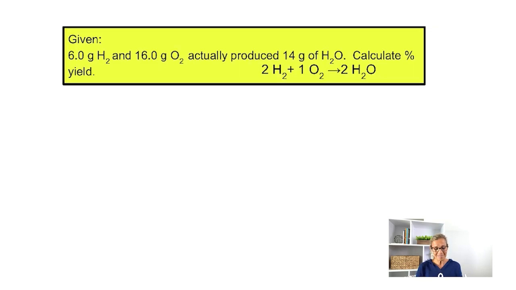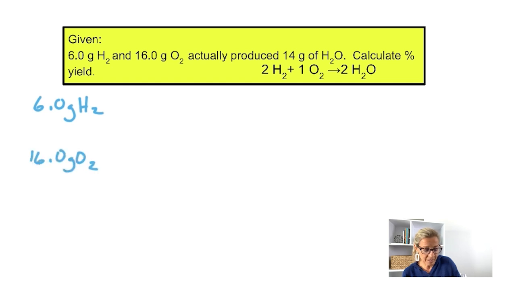So let's do an example here. I've got 6 grams of hydrogen and 16 grams of oxygen, and they're going to produce water, and we actually got 14 grams. So how do we find percent yield? Well, first thing we have to do is find the limiting reactant. So I'm going to take both of my quantities of reactants and figure out which one's the limiting reactant. So first step is convert your grams into moles.